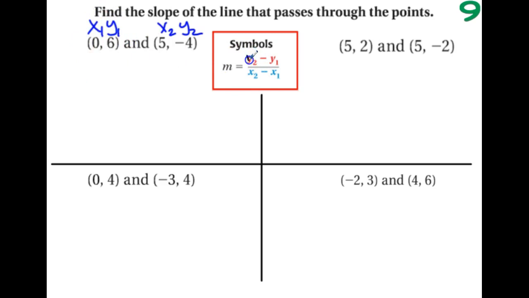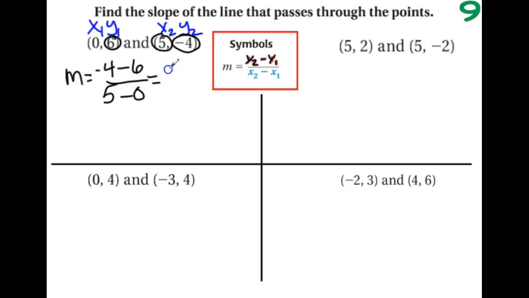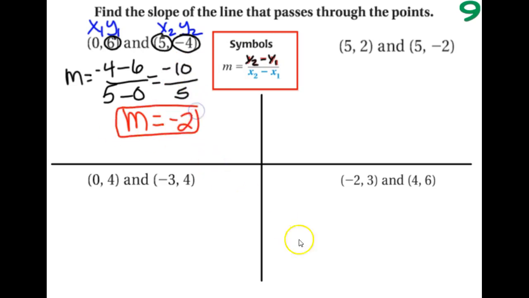So it says y2 minus y1. So y2 is -4 minus y1, which is 6. Then on the bottom, x2, which is 5, minus x1, which is 0. So -4 minus 6, they're all negative, so that's a -10. 5 minus nothing is still 5. We can simplify this even more. 10 divided by 5 would give us 2, or -2 for our slope. If you wanted to keep it as a fraction, it would be 2 over 1.